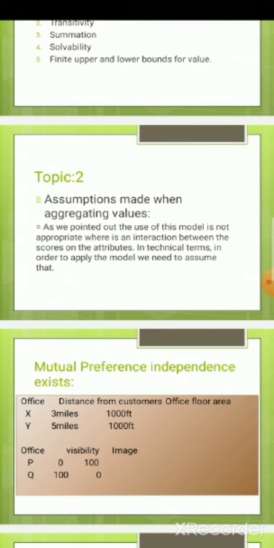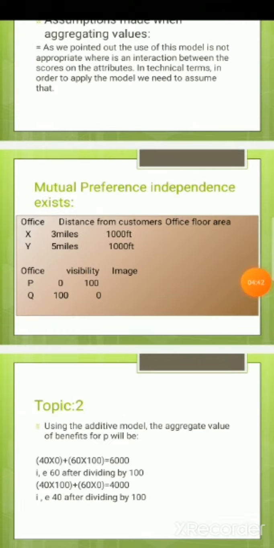As we pointed out, the use of this model is not appropriate where there is an interaction between the scores on the attributes. In technical terms, in order to apply the model, we need to assume that mutual preference independence exists.